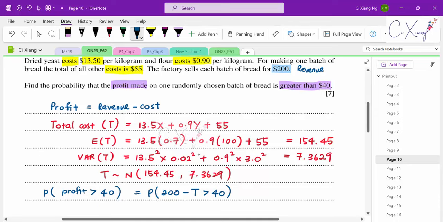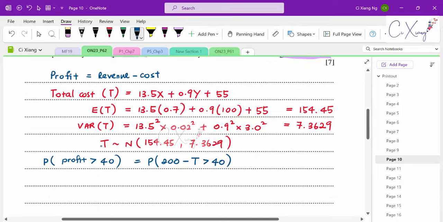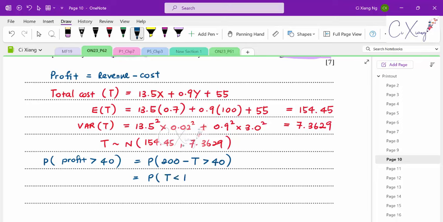Because I calculated the mean and also the variance for the T, I want to make T the main object, where T is smaller than 160. That means my total cost should be less than 160 so that the profit I get will be more than 40. Then T is normally distributed, therefore I have to standardize it to become Z. So I take 160 minus the mean. What's my mean here? Minus 154.45, divided by the standard deviation.